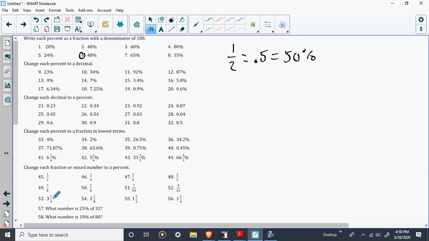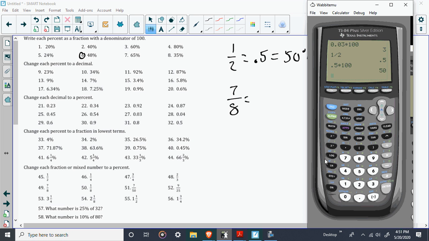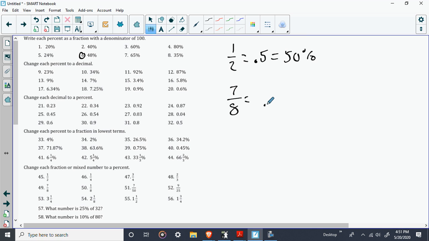Okay, let's do 7/8. 7 divided by 8 is going to be 0.875. Okay, if I want to turn that into a percent, I multiply it times 100. So yeah, 0.875 is equal to 87.5%. Okay, so again, that should give you guys about all you need to do this.